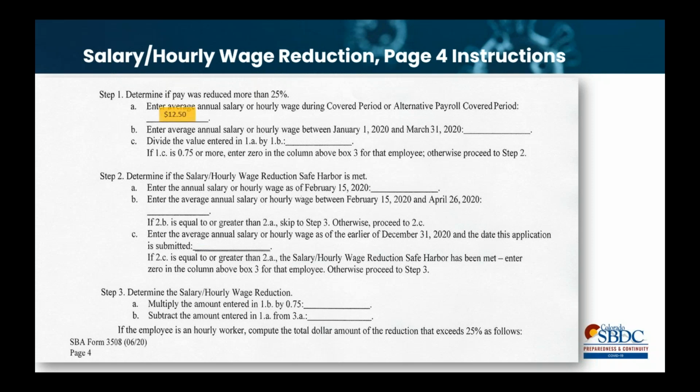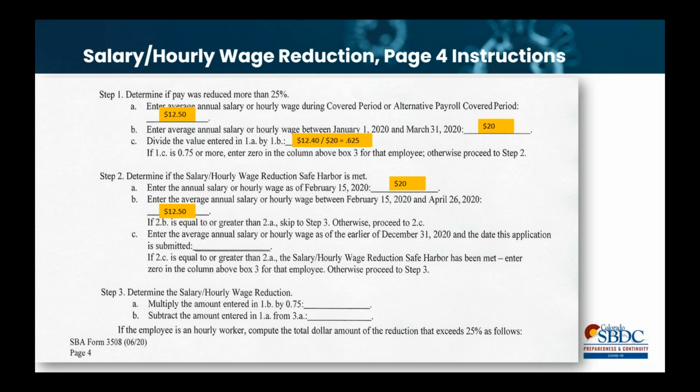We would enter $12.50 in item A, $20 in item B. The division problem in item C would yield 0.625 or 62.5%. Step 2, item A, would be Sam's historical hourly wage of $20. For this example, we will assume that we reduce Sam's hourly wage to $12.50 right on February 16th, just to make the math a little more straightforward. $12.50 is not greater than $20, so we move to item C.